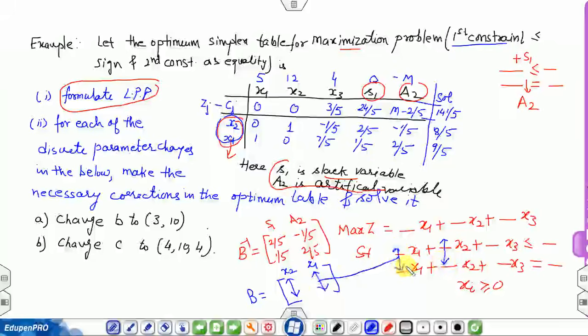Okay, and once you know the B inverse, now you want the B inverse times the x3 column. So this is the x3 column. So what is the value of this?